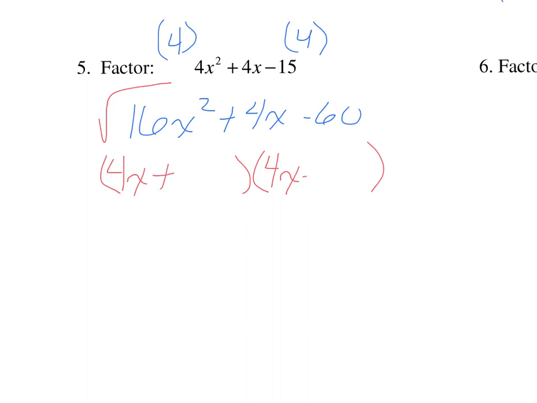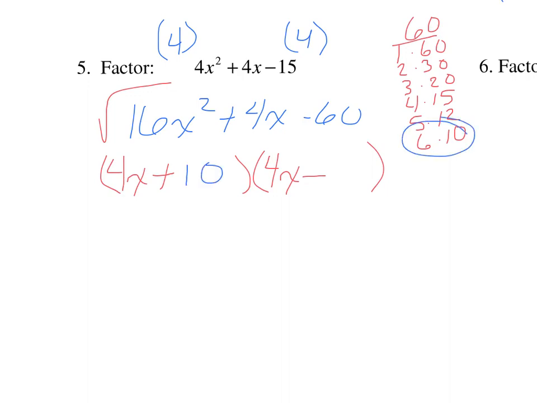So again, different signs. So two numbers that multiply to make 60, but subtract to make 4. Okay, do we need to make a list? What multiplies to make 60? 1 times 60, 2 times 30, 3 times 20, 4 times 15, 5 times 12, 6 times 10. So, which two numbers multiply to make 60 but subtract to make 4? And they are subtracting because these are different signs here. So, looking down here, it looks like it must be 6 and 10.